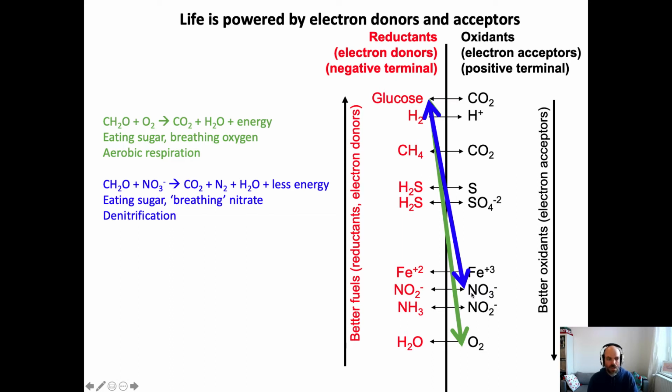Okay? But if you use nitrate or nitrite as your electron acceptor, you can say that you're breathing it instead of oxygen, and you are consuming organic matter. We'll use glucose as our example of organic matter. Then you are doing denitrification. That's what that is called.